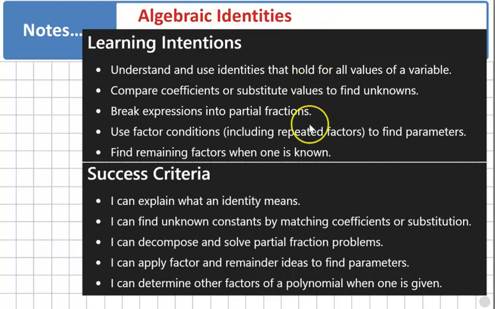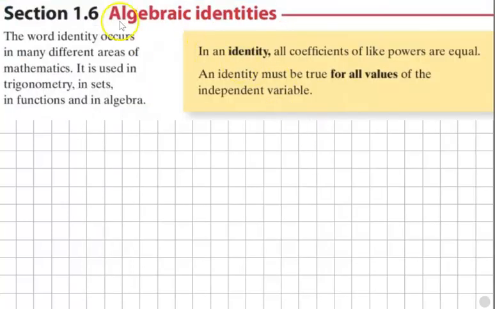Algebraic identities. The word identity occurs in many different areas of mathematics. It is used in trigonometry, in sets, in functions, and in algebra. In an identity, all coefficients of like powers are equal. An identity must be true for all values of the independent variable.